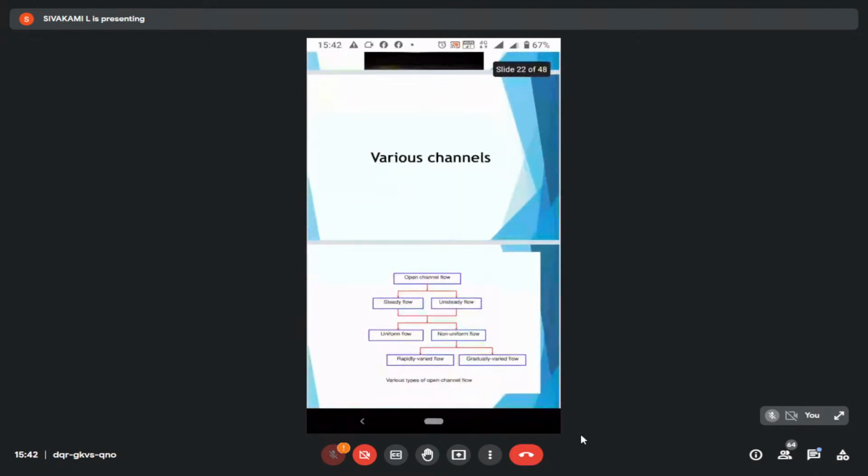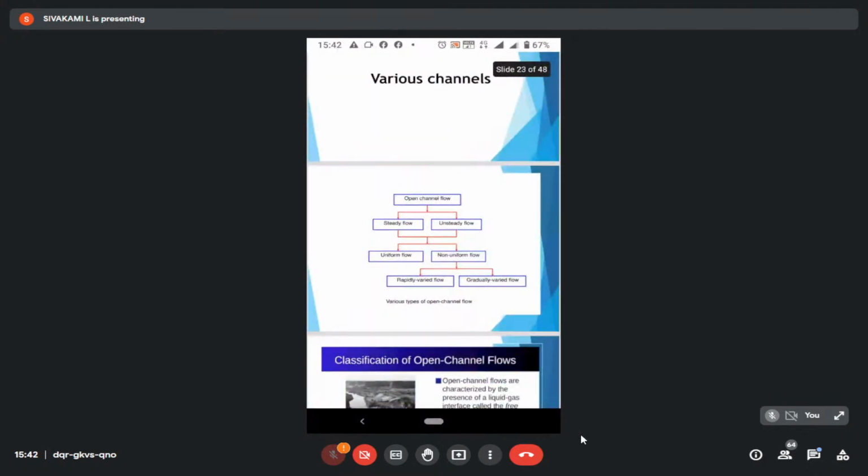Now we are going to see the various channels. Open channel flows are classified into steady flow, unsteady flow, uniform flow, and non-uniform flow, which are further classified into rapidly varied flow and gradually varied flow. So these are all the open channel flows. If you look at the diagram, you can easily grasp the points. The open channel flows are characterized by the presence of a liquid-gas interface called the free surface.